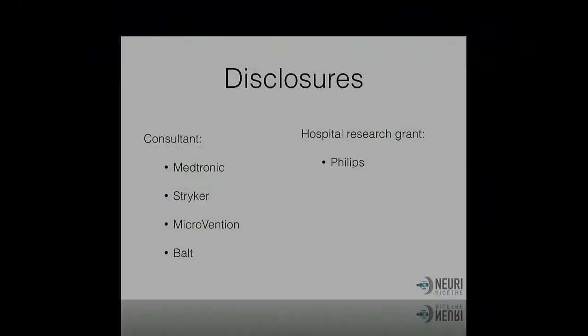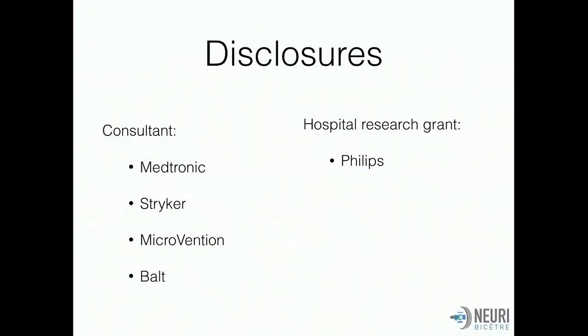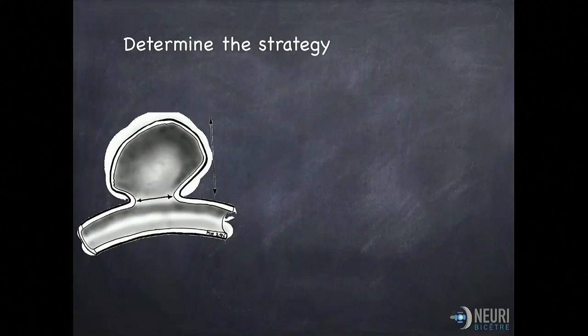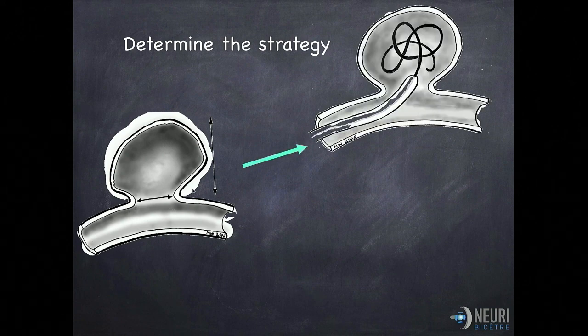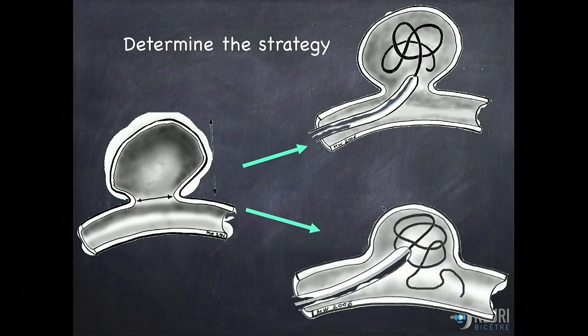So when you have to deal with coiling of aneurysm, you have to take into account the size of the neck. And of course, if you have a small neck, it allows you to keep the coils inside the sac of the aneurysm. If you have a large neck, for sure the coils will not remain inside the sac, and you will have a protrusion within the parent vessel.